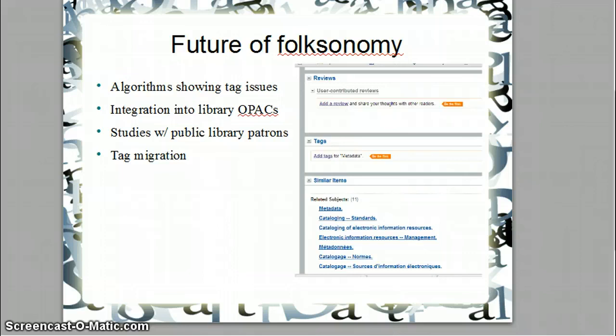So on the side of the screen here is a screen capture from UNCG's catalog. It's a book on metadata. And as you can see, the tag area and the review area are blank. And this is indicative of all of the catalog items that I have seen in the UNCG collection. So not only do we need to figure out how to integrate folksonomy, but also how to make people use it.